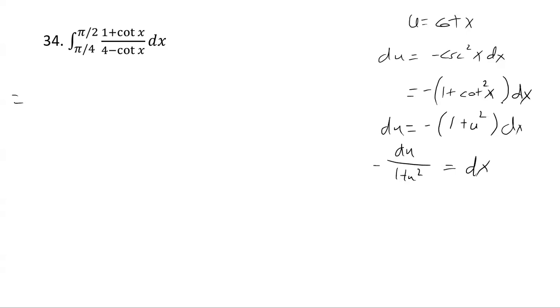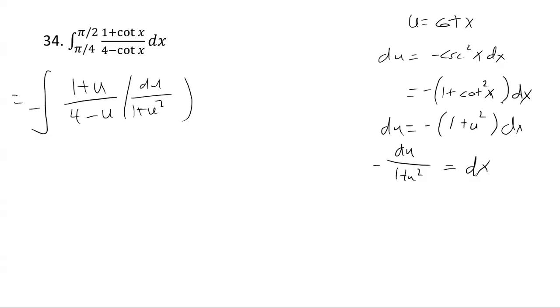So let's substitute. What happens? I get 1 plus u over 4 minus u. Then dx is minus du over 1 plus u squared, so I can pull the minus sign out in front. Limits of integration: when x is pi over 4, we plug into our definition, u is 1. When x is pi over 2, u is 0. So we can flip the limits of integration and get rid of that negative sign.